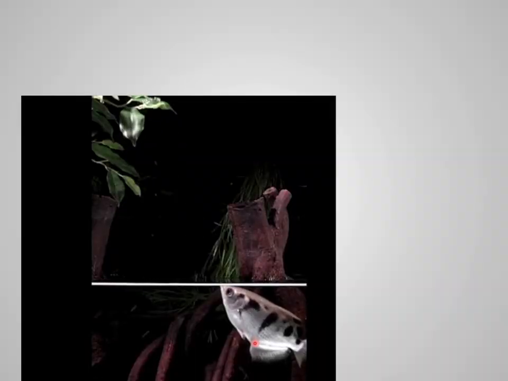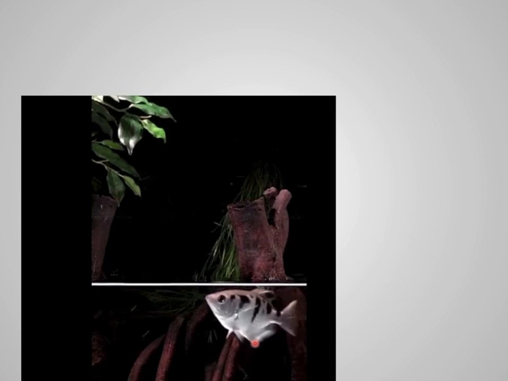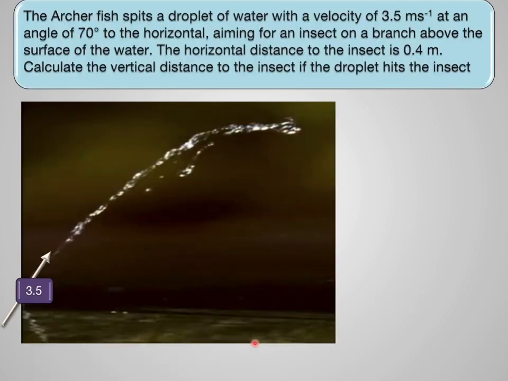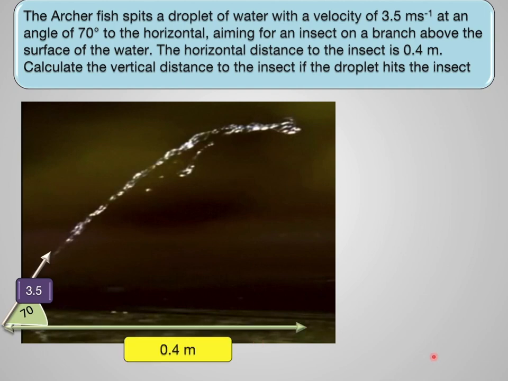This is a type of fish which spits on its prey to catch it. What you can see is the path of the spit, which is a projectile path. The question says the spit is going at a speed of 3.5 at an angle of 70 degrees to the horizontal. It travels a horizontal distance of 0.4 meter. What height is the insect? You are going to calculate the height of the projectile. From the question, it's clear that you are going to find a vertical quantity.